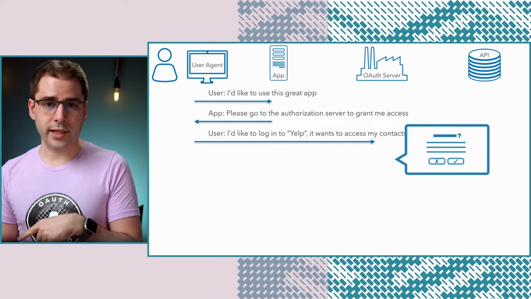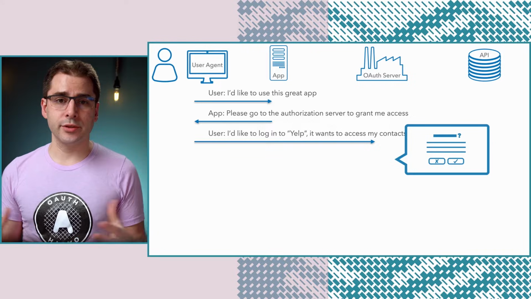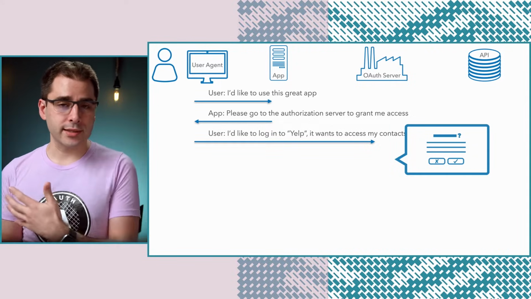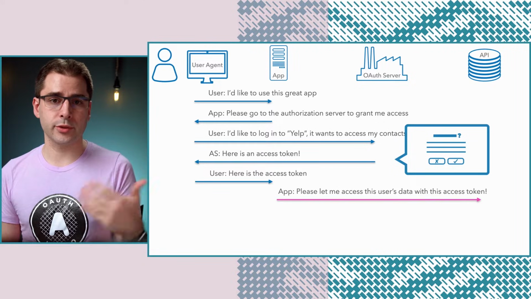That's where the user will enter their password. They might get prompted for permission. And then the OAuth server says, great, I'm ready to send the access token back to the app. Well, it doesn't have a way to push the access token directly into the app. Instead, it sends it via the front channel through the user's browser.